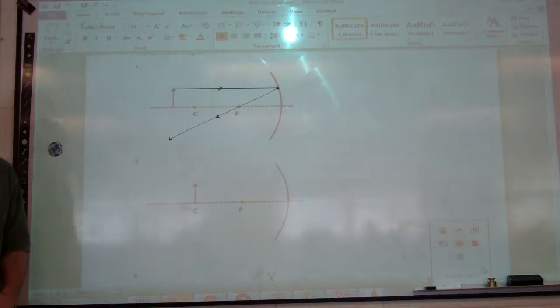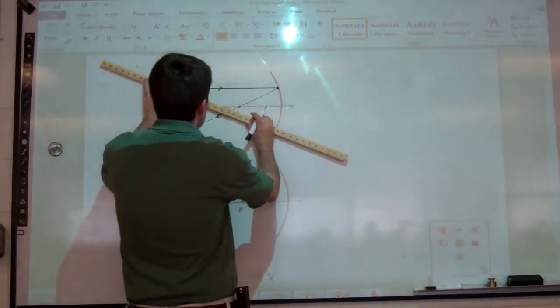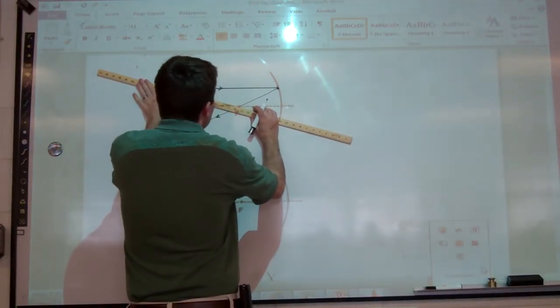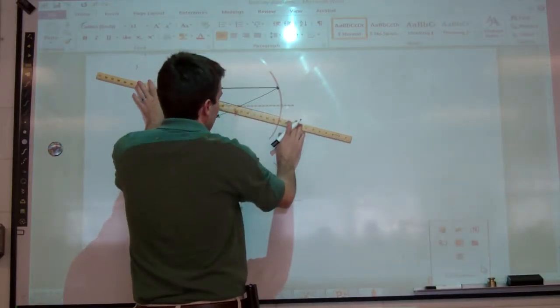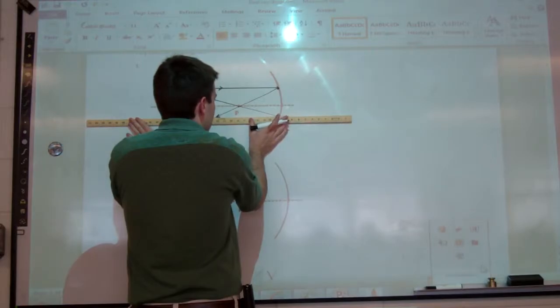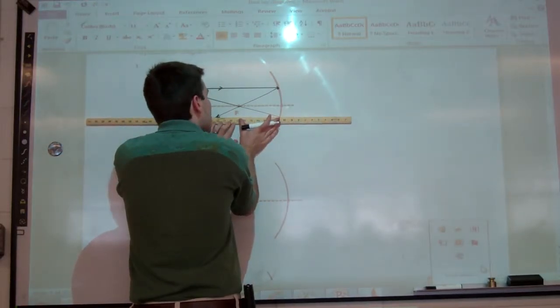Alright, the second one is kind of the opposite. It goes through the focal point and then gets reflected back parallel. So we go from the top of the arrow through the focal point, and then it gets reflected back.